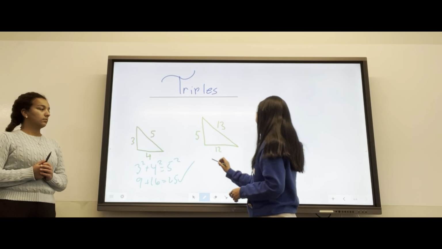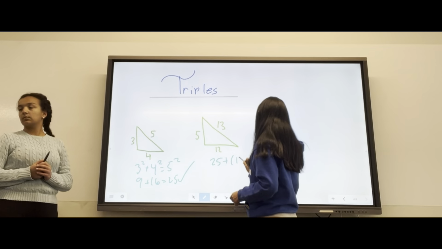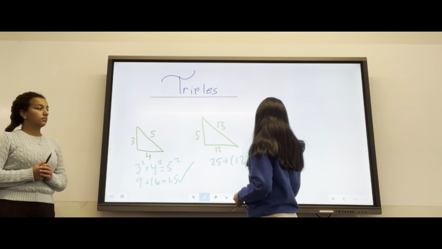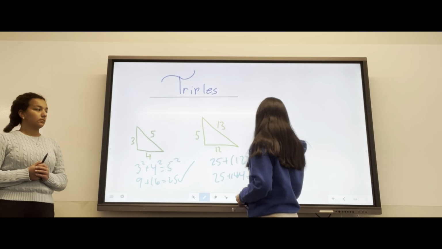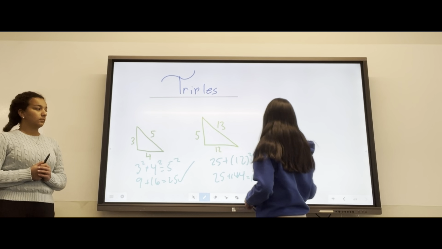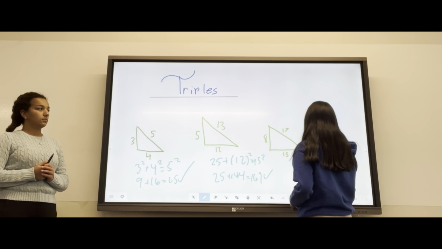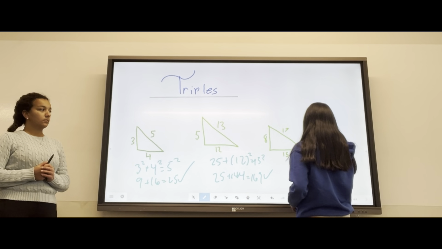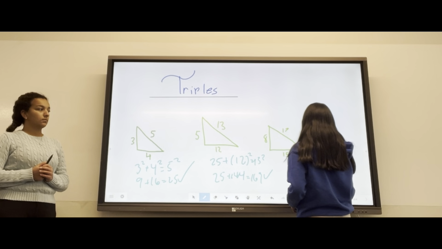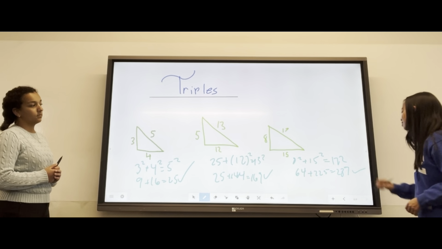And to prove this one, 5 squared plus 12 squared equals 13 squared. So 25 plus 144 equals 169, which is true. And for this last one, 8 squared plus 15 squared equals 17 squared. 64 plus 225 equals 289, and that is also true.